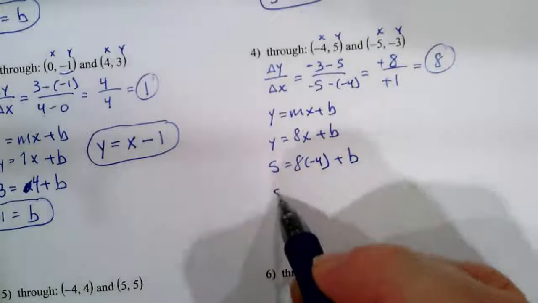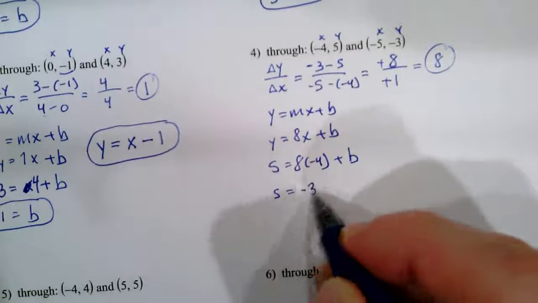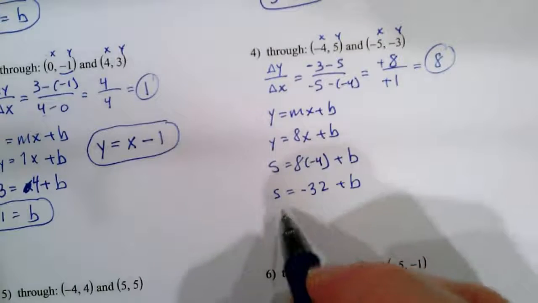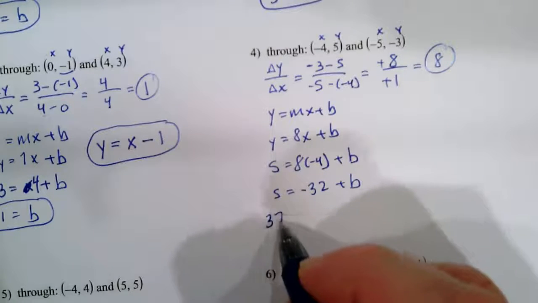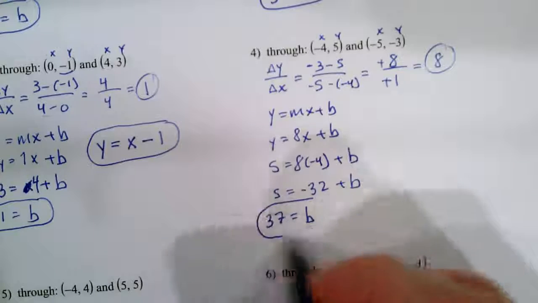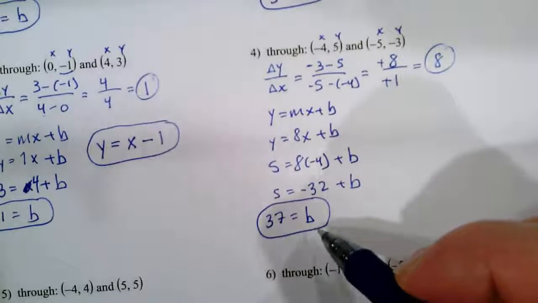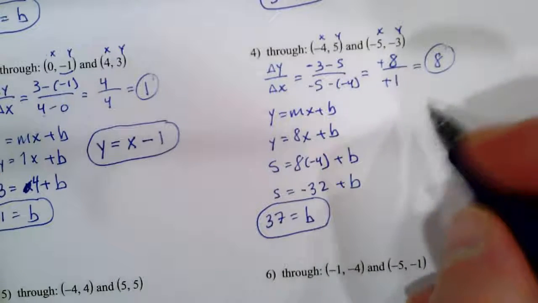Let's see, that's 5 equals 8 times negative 4. 8 times 4 is 32. This is a negative 32, plus b. So we're going to add 32 to both sides. 5 plus 32 is 37 equals b. So then we have our y-intercept. It's 37. So this line crosses the y-axis at y equals 37.